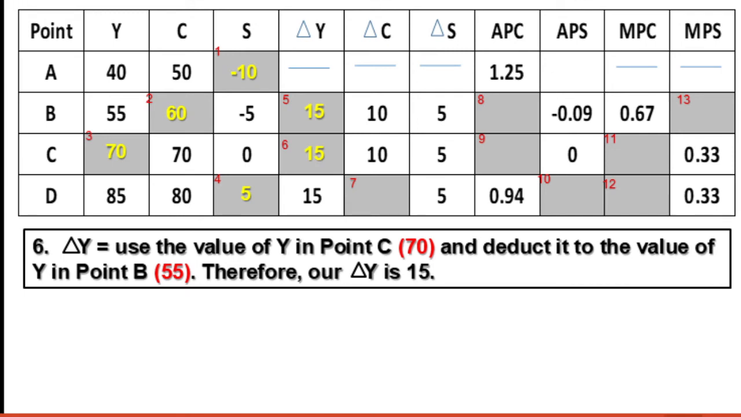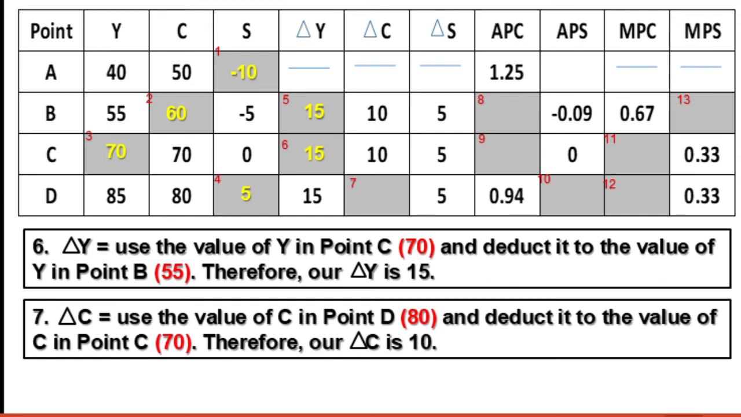Let us proceed to number 7. The missing value is change in consumption. So we will be using the value of point D in C, in consumption. Point D, that is 80. Let us subtract the value of point C, which is 70. The change in consumption, therefore, is 10. So for this one, 80 minus 70 is equals to 10.